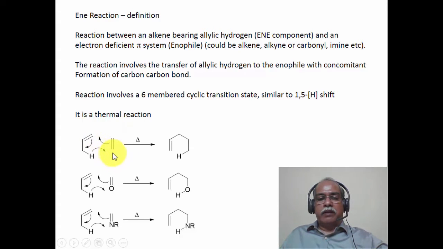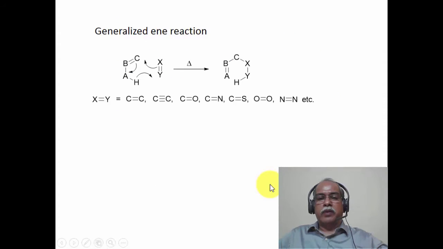Instead of having an olefin, you can have a carbonyl functional group, and this would be called the carbonyl ene reaction. The product of a carbonyl ene reaction is a homoallyl alcohol, which is shown here, for example. This is an imino ene reaction, where an imine is acting as an enophile and the allylic hydrogen is transferred onto the nitrogen, resulting in the formation of a homoallyl amine kind of product. We'll see examples of each of this type in the due course of this particular module.